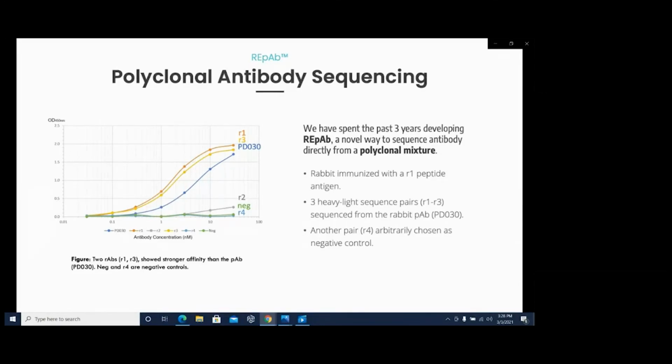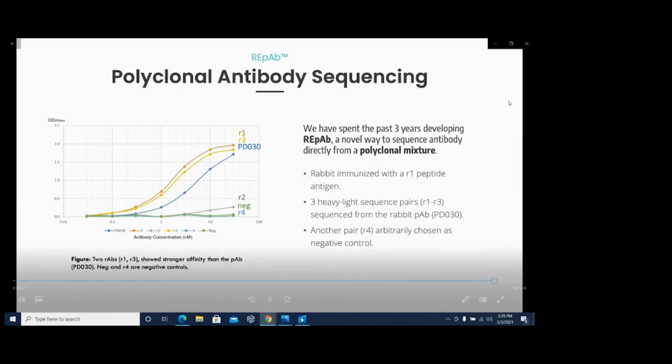a negative control. And we found that when we expressed these sequences that we derived from the polyclonal workflow, the actual recombinant antibodies largely have better binding activity than the original polyclonal mixture. At this point, we've developed a repeatable process that can reliably sequence polyclonal mixtures by supplementing a similar proteomics workflow to our monoclonal sequencing platform in tandem with NGS data.